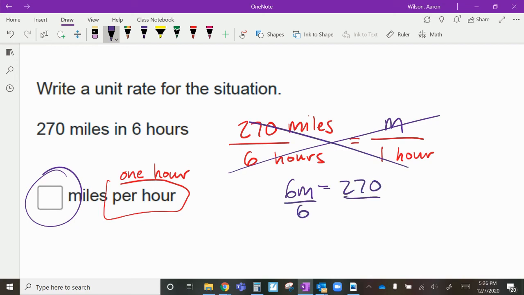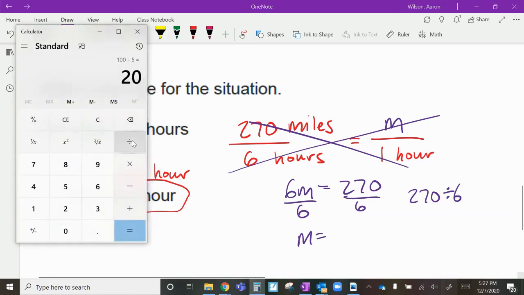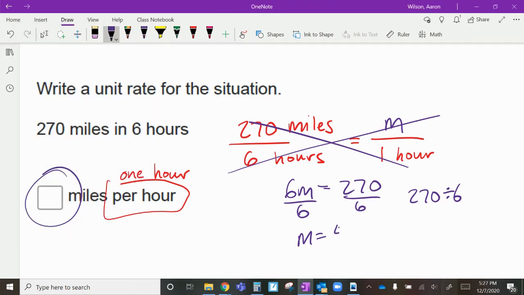And then you should realize that we're going to have to divide both sides by 6. This gives us a division problem of 270 divided by 6. We'll just go ahead and use the calculator for this. We are going to do 270 divided by 6, which is 45. Now what this means is that your parents, I'm assuming here, are driving at a speed of 45 miles per hour, which is written 45 mph.